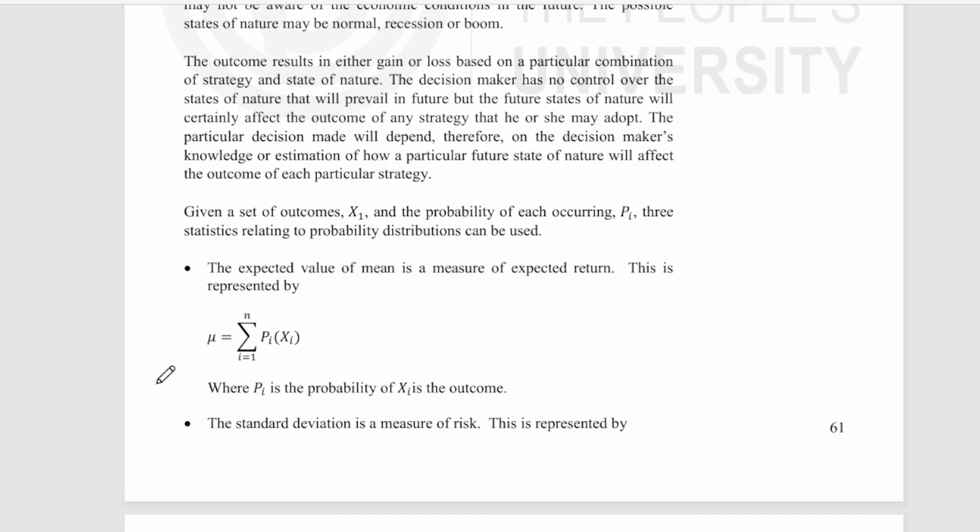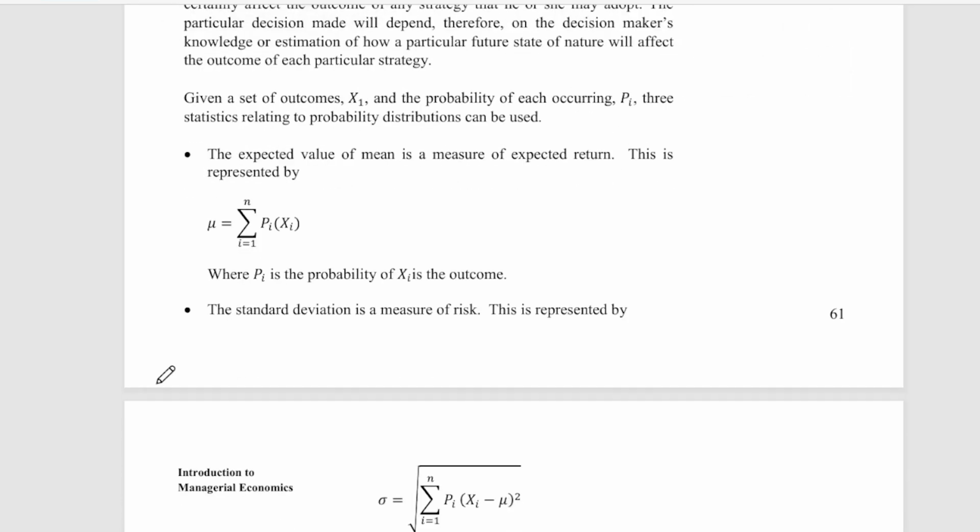The decision maker has no control over the state of nature that will prevail in the future, but the future state of nature will certainly affect the outcome of any strategy that he or she may adopt. The particular decision made will depend, therefore, on the decision maker's knowledge or estimation of how a particular future state of nature will affect the outcome of each particular strategy.